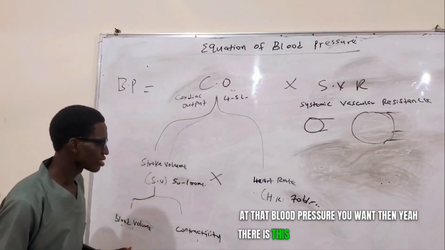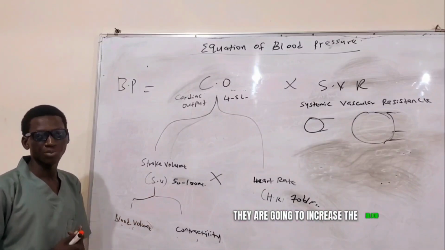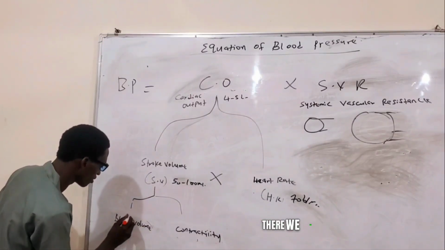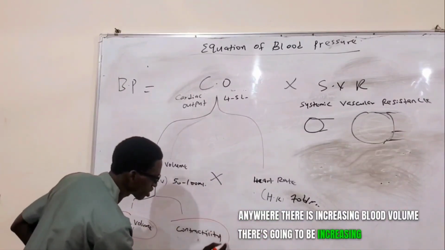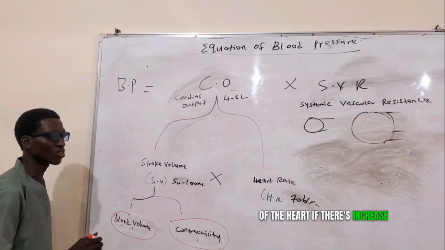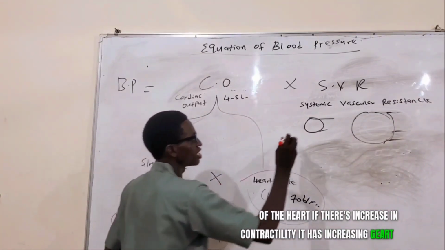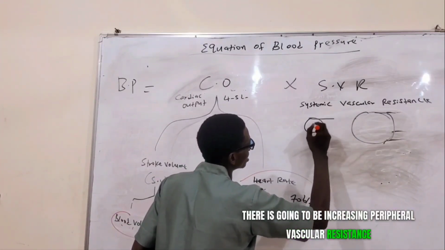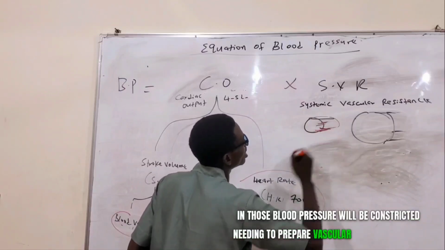Then here there are these factors. When they are altered, they are going to increase the blood pressure, and they may also decrease the blood pressure. What are they? Here we have the blood volume. Anywhere there is an increase in blood volume, there is going to be an increase in contractility of the heart. If there is an increase in contractility of the heart, there will be an increase in heart rate. If there is an increase in heart rate, there is going to be an increase in peripheral vascular resistance. In turn, the blood vessels will be constricted, leading to peripheral vascular resistance.